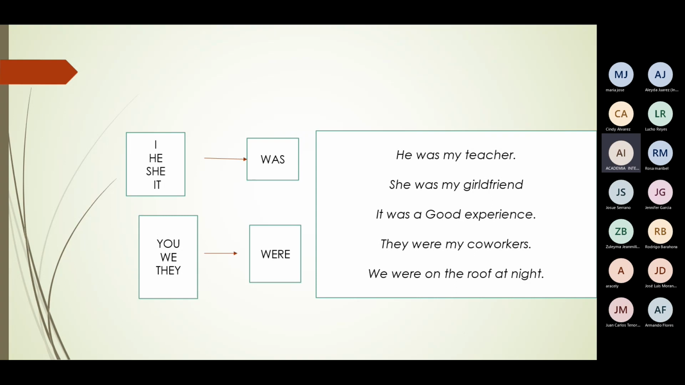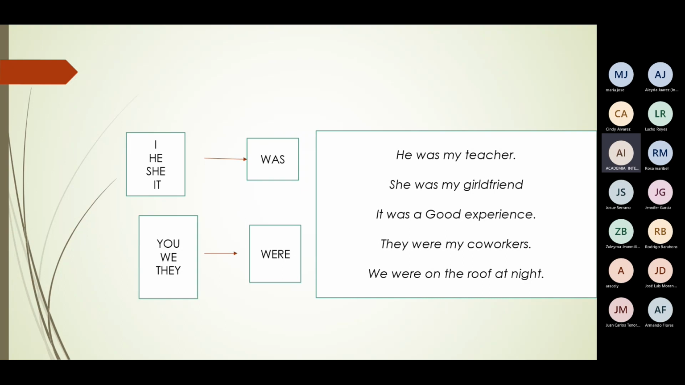Ah, leo donde dice, he was my teacher. Yeah, just that one. He was my teacher. That is just a sentence. She was my girlfriend. Girlfriend, perdón. It was a good experience. They were my... No sé cómo se pronuncia. Sería co-workers. Co-workers. We were on the roof at night. At night. We were on the roof at night.